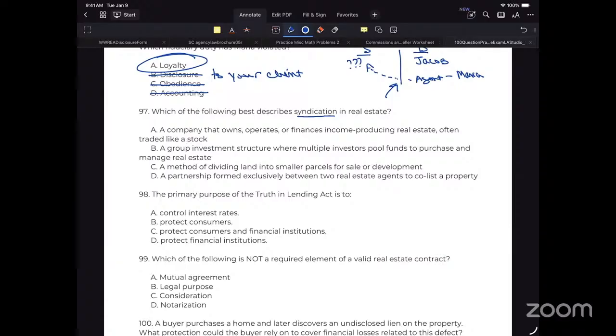So I can eliminate C. A method of dividing land into smaller parcels for sale or development, that would be subdividing. It's not C. It's a good word, but it's not C whatsoever. A company that owns, operates, or finances income-producing real estate like a stock? No, that's not going to be it. That would be more like a REIT, not quite a REIT. Remember, REIT is a real estate investment trust. But it's not going to be just one company in a syndication. A partnership formed exclusively between two real estate agents to co-list a property? No, that's not it either. Our answer most definitely, and let me change colors here, is going to be B, a group investment structure where multiple investors pool funds and purchase and manage real estate.